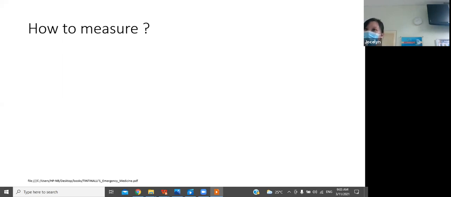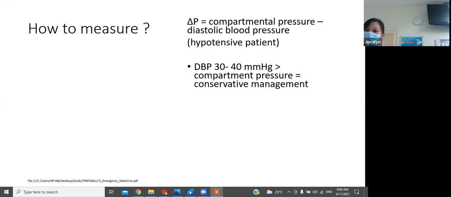Okay, so technically, how should we measure? Actually, there are two methods, just like Abdullah said just now. The first is you can use delta pressure. This means the diastolic blood pressure minus the compartment pressure. This one is quite useful in hypotensive patients, especially polytrauma patients. In polytrauma patients, measuring only the compartment pressure is not enough. You need to know the diastolic pressure, and then the compartment pressure.